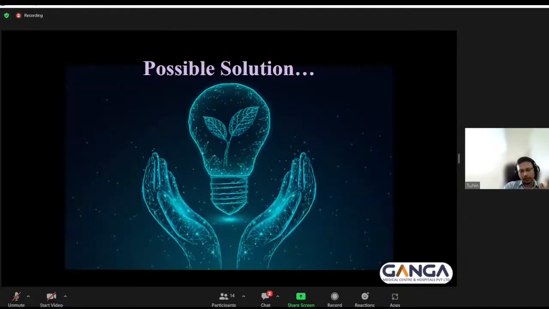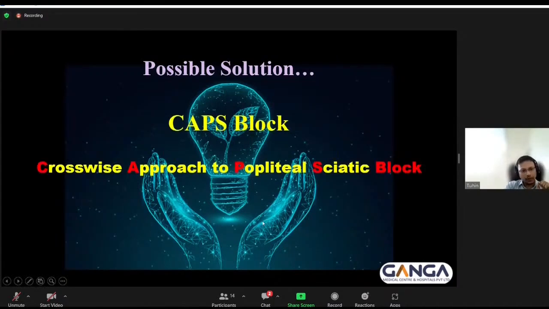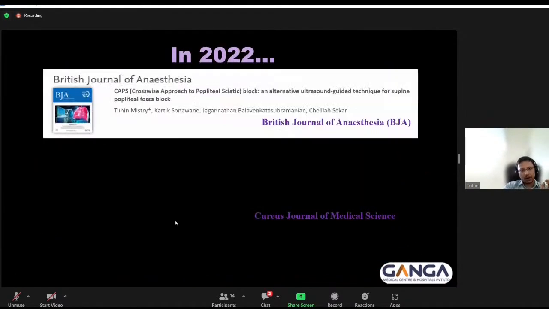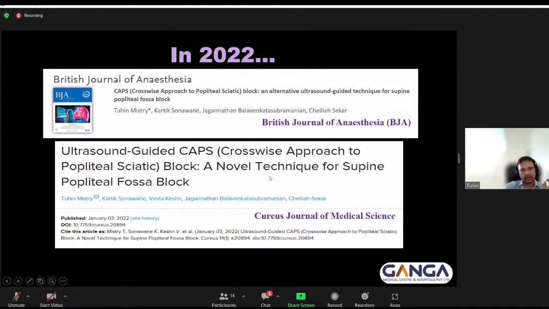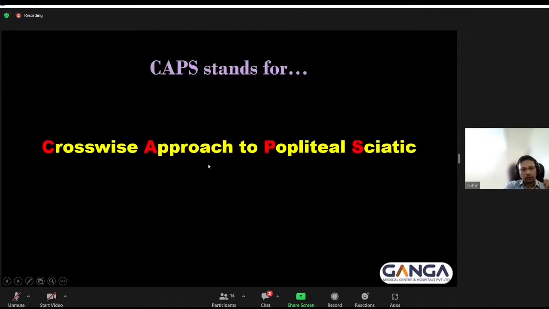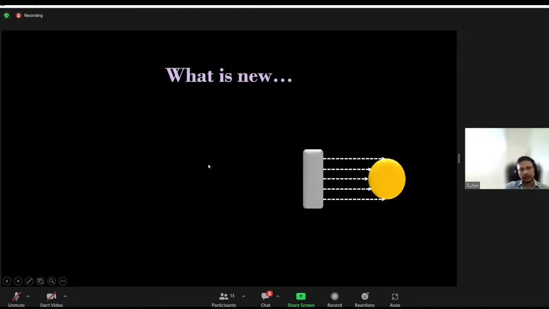So the possible solution could be the CAPS block. CAPS full form is crosswise approach to popliteal sciatic block. Recently, we have described the CAPS block as a technical note and as a case series in these two journals. I would like to request you all to read about this block if you have not already read. So CAPS stands for crosswise approach to popliteal sciatic. Crosswise means across or transverse.